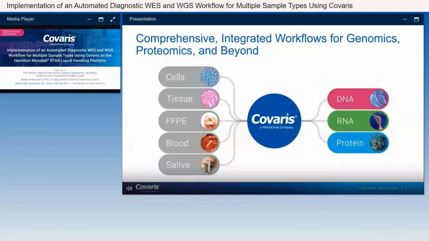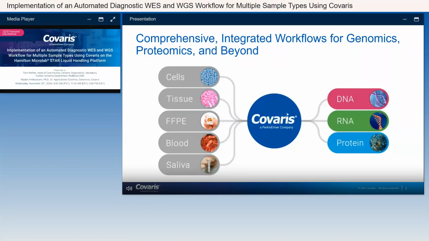Covaris solutions for the NGS space. Let me begin by sharing the Covaris vision. Our global solution mission is straightforward and impactful. We aim to help people worldwide by delivering sample prep solutions that enable better information from biomolecules to improve and save lives. Covaris AFA technology provides comprehensive integrated workflows across genomics, proteomics, and beyond.